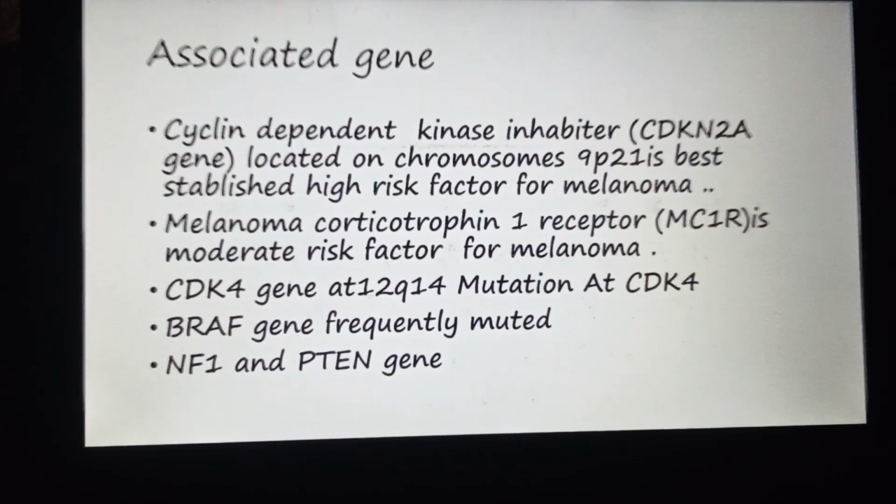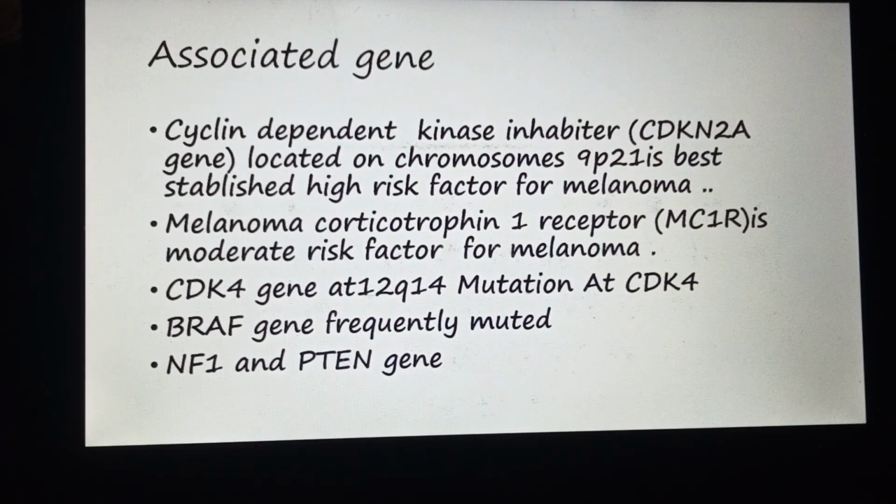Associated genes. Number one, and the most common, is the cyclin-dependent kinase inhibitor gene, or CDKN2A, located on chromosome 9p21. It is the best established high-risk factor for melanoma formation. The melanocortin 1 receptor gene, or MC1R, is a moderate risk factor for melanoma. Another gene is CDK4, located at 12q14. Mutation of CDK4 leads to melanoma formation.